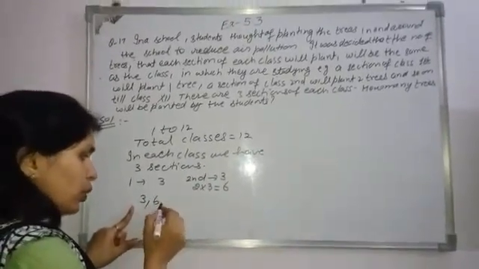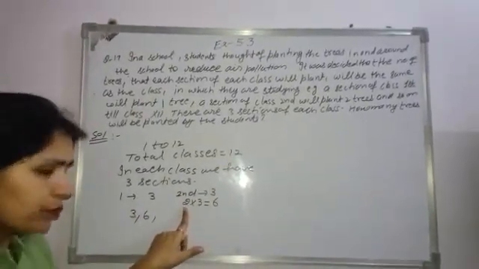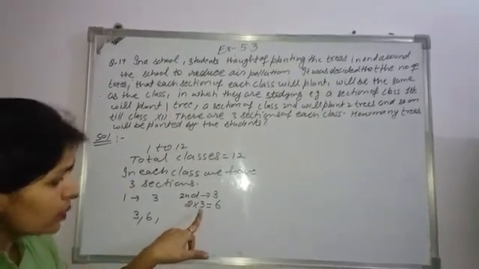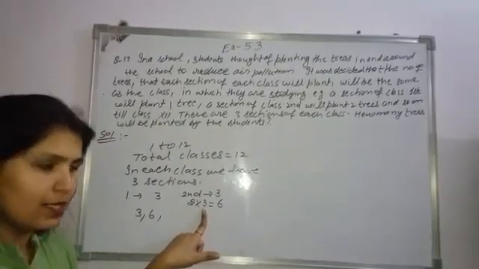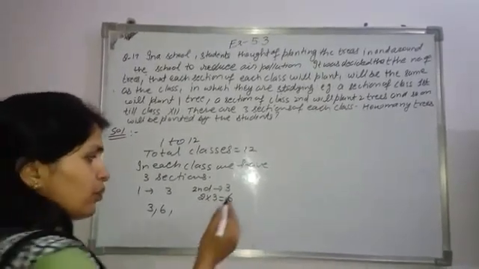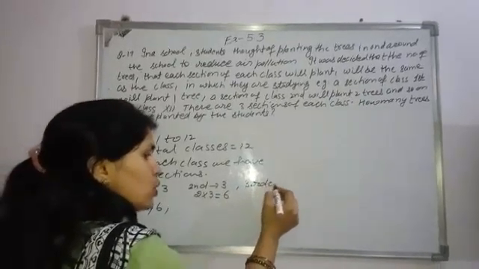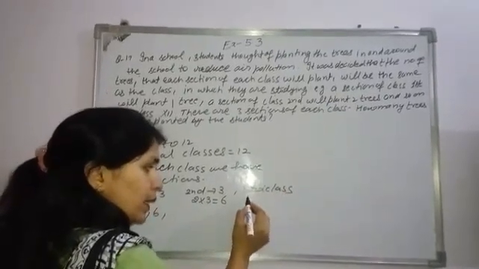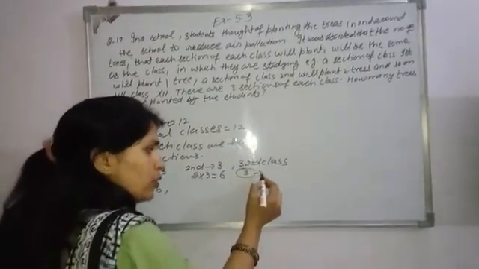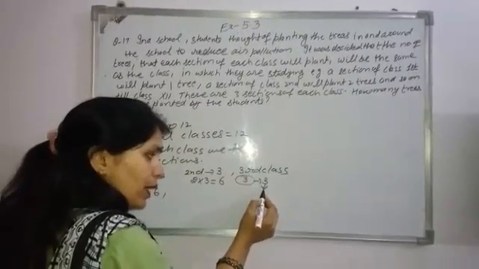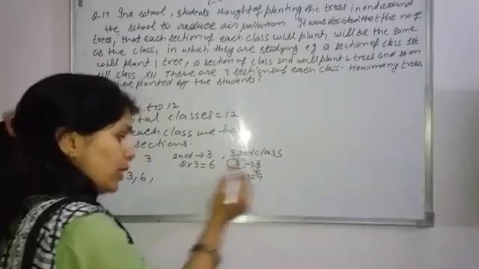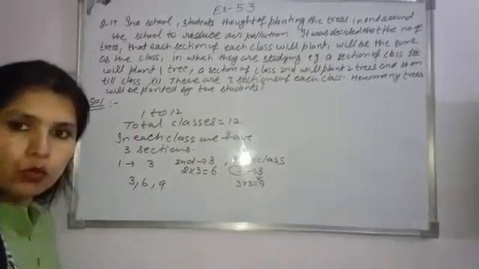2 into 3 is equal to 6. Okay. Because second class means they have to plant 2 trees, and in second class we have 3 sections. So 2 times 3 is 6, 6 plants they have to plant. Now come to the third class. If a student is of third class, then they have to plant 3 trees. But we have 3 sections, so from each section we have 3 plants. So 3 into 3 is equal to 9 plants we have to plant.